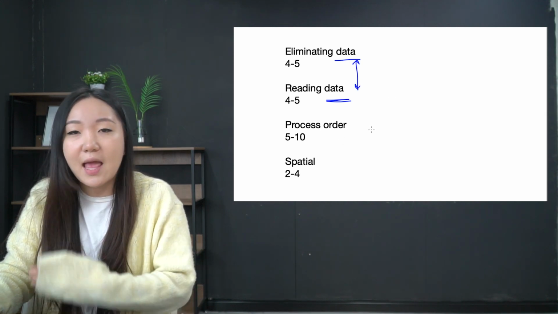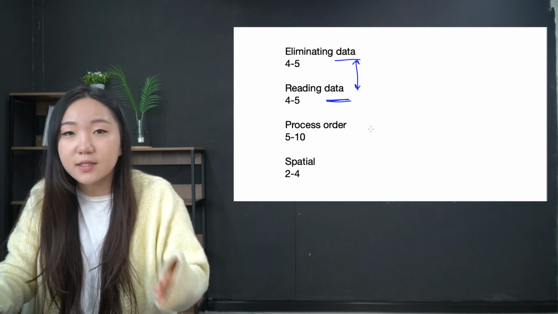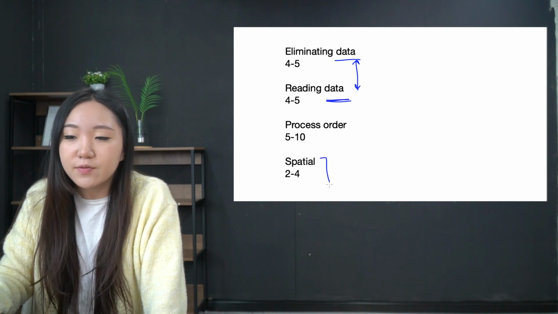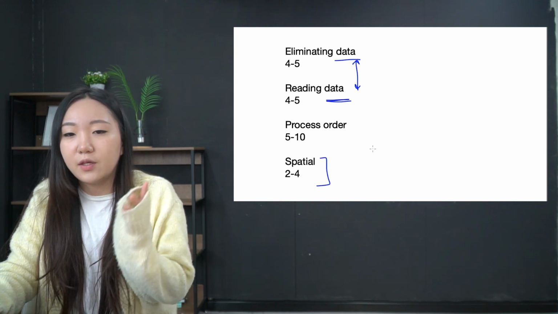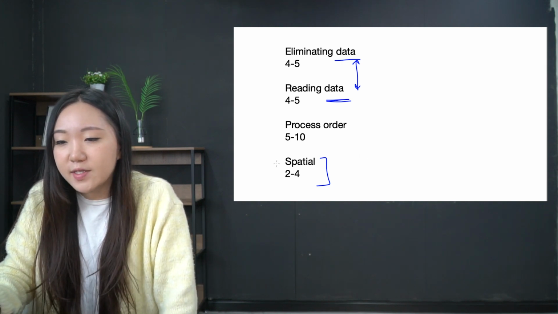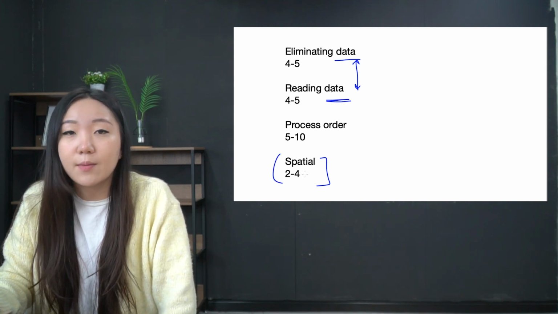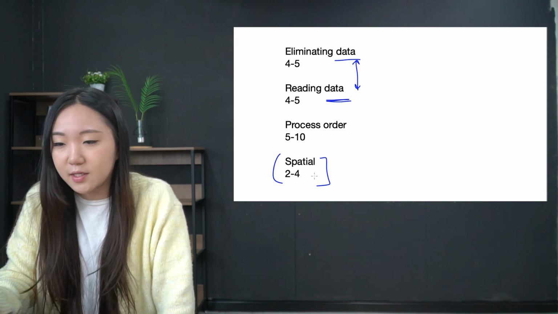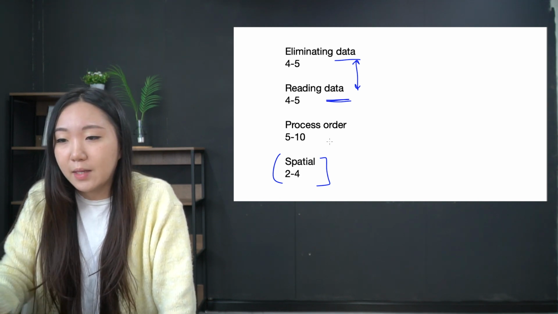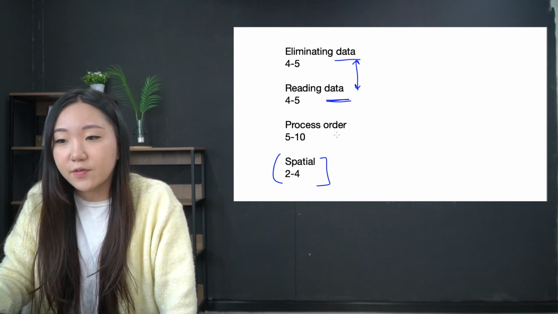Process order, that's just any sort of calculation, any kind of ordered multiplication, whatever it might be. And then spatial, I'm sure you've seen these before, where they might give you a cube and say which side is up or whatever. This type of question does come out the least, so if you're struggling with this one, then it's not going to be a huge issue for you. Maybe focus more on nailing the technique for the others.